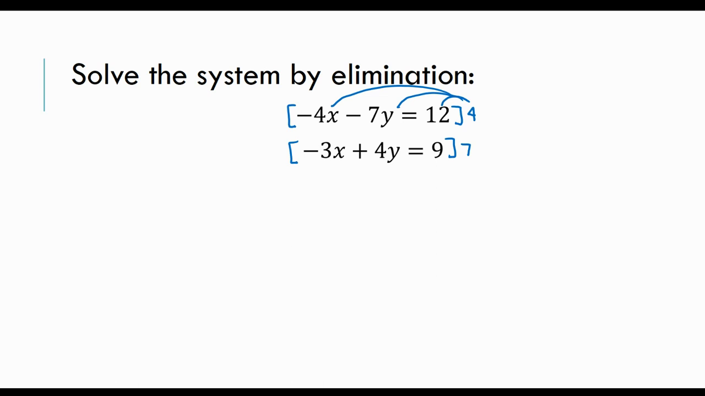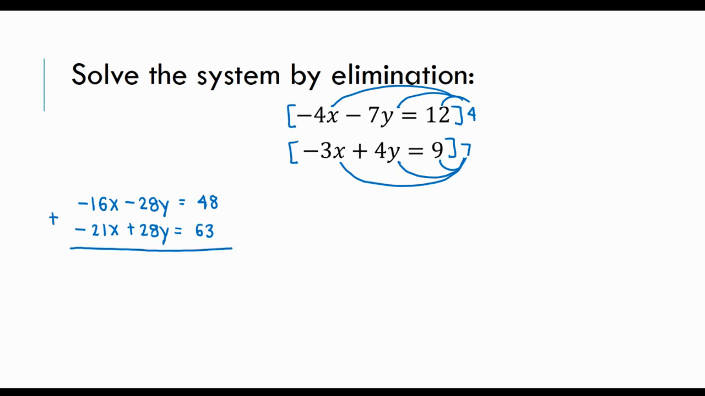So then once again, I just have to make sure that I distribute that 4 to everything in the top equation. Negative 4x times 4 would be negative 16x. Negative 7y times 4 gives us negative 28y. That equals 12 times 4, which is 48. Then I have to distribute the 7 to everything in the bottom equation. Negative 3x times 7 is negative 21x. 4y times 7 gives us a positive 28y. And 9 times 7 is going to give us 63.